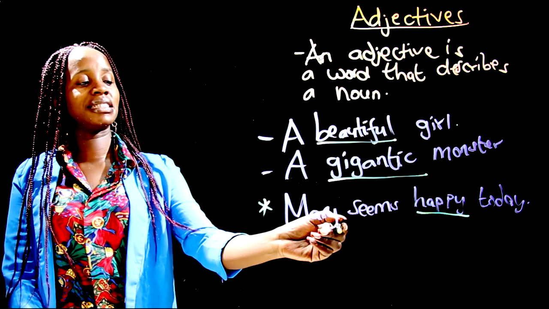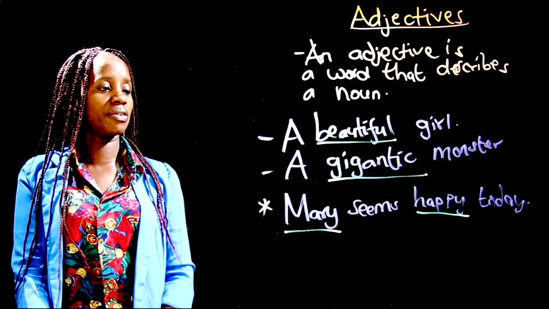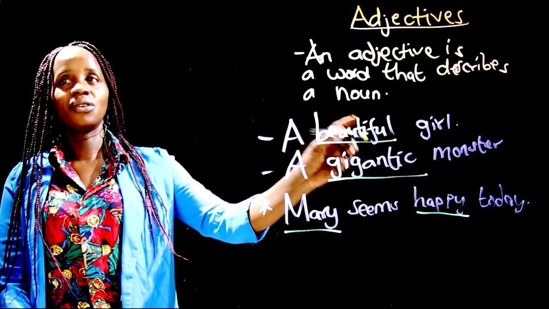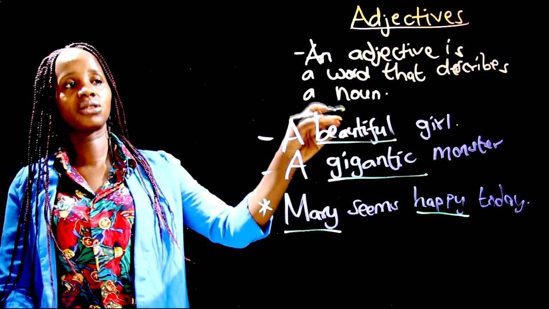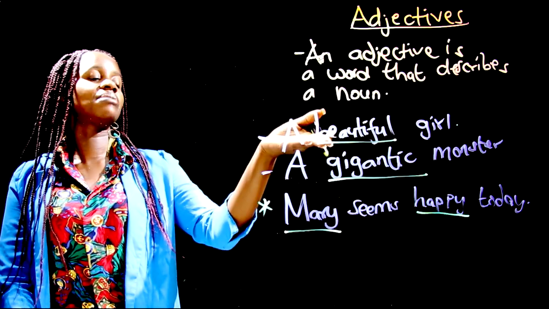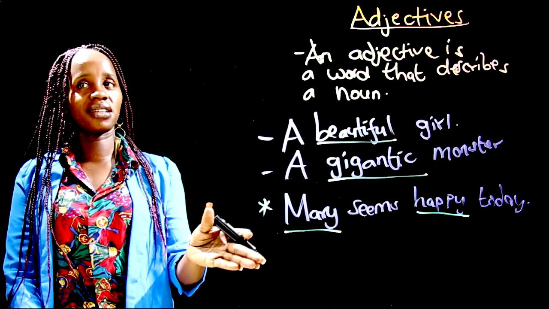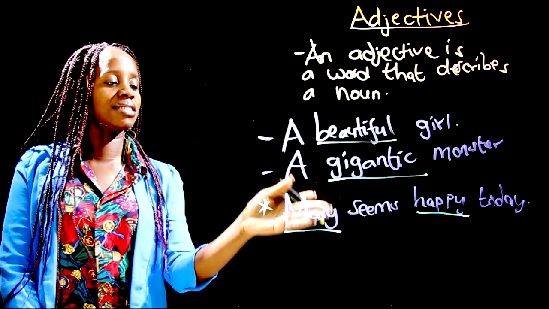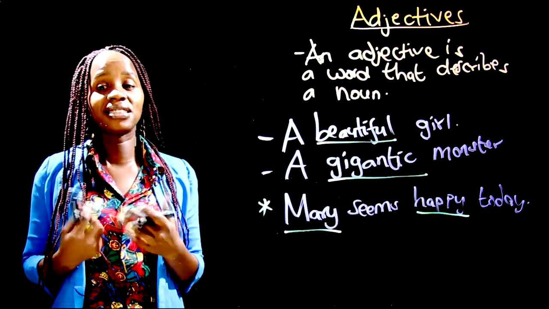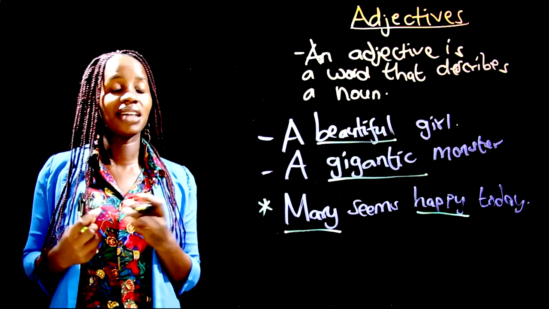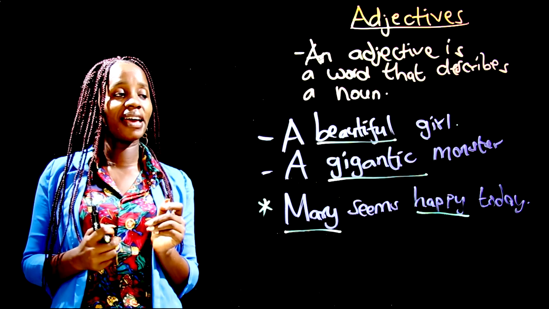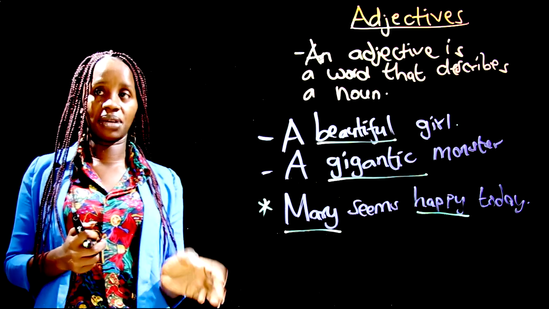Remember, the noun is Mary. And unlike in the first sentences, the girl, which was the noun, and the monster, which also is the noun, comes after the adjective. In this instance, we see that the adjective comes after the noun. But does it come independently? Does it have to rely on something else? Yes, it is relying on something else so that it can make sense.